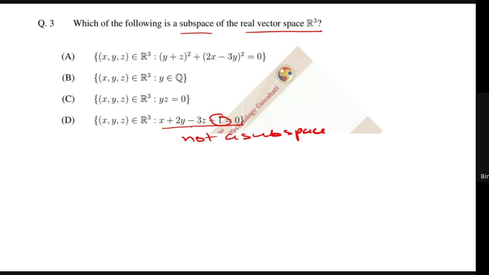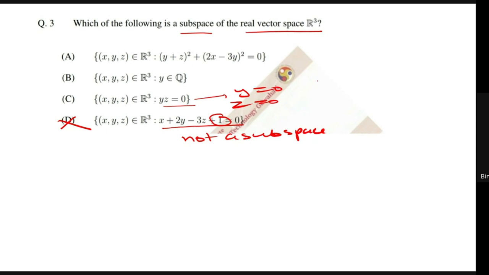This type of equation, if it passes through the origin, then it will become a subspace. Otherwise, it never becomes a subspace. So we will cancel out option D. Option C is, if we have a three-order tuple, that is (x, y, z) belongs to R^3 and yz equals 0. It means either y is 0 or z is 0.